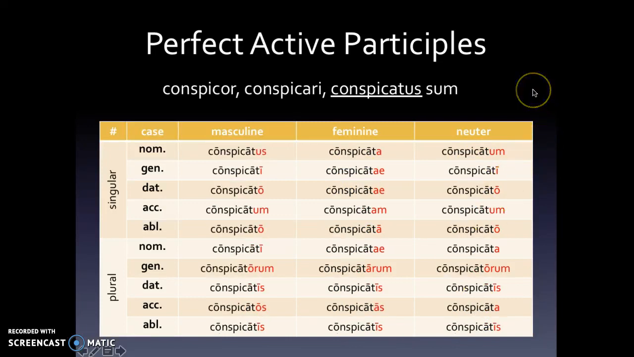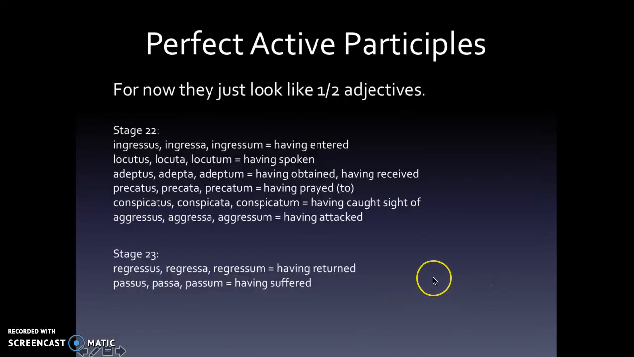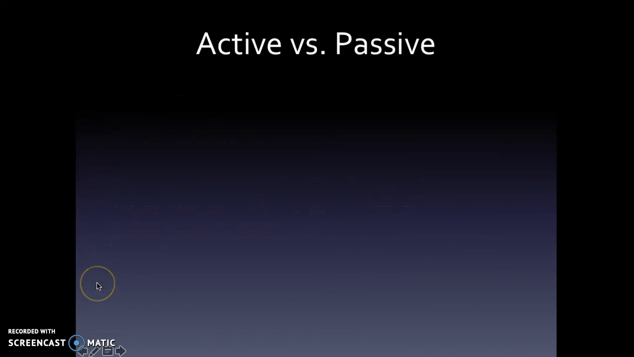And then we have the perfect active participles. This is a deponent verb, meaning it is passive in form but active in meaning. Right now, this is the only piece of it that pertains to us. And like I said earlier, these will just look like 1-2 adjectives for the time being. So we've got our masculine form, our feminine form, our neuter form. Here's a list of all of the perfect active participles we've seen so far. Some of them we haven't officially learned, as in they're not part of our vocab list, but in stage 22, we saw all of these in the stories. In stage 23, here are 2 new ones.